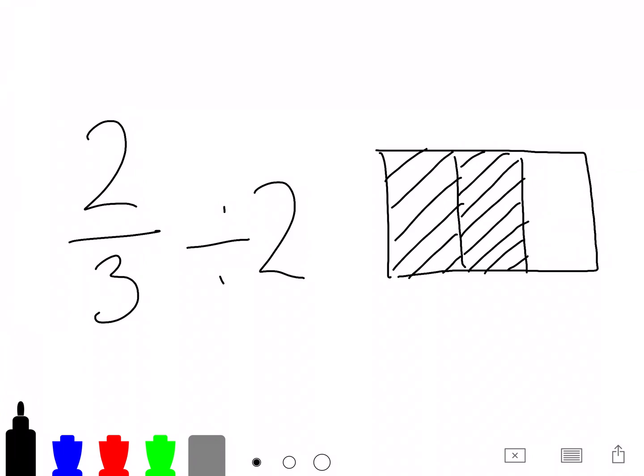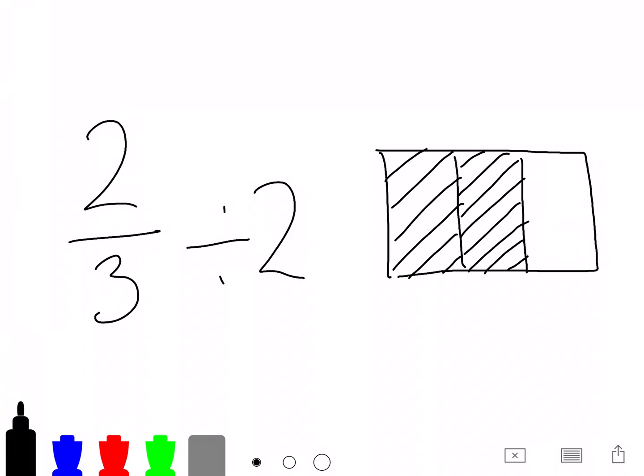So I'm going to start with some basic vocabulary here. We have 2/3, which is going to be our dividend. It's the number that is actually being divided. And then we're dividing it by whole number 2, which is our divisor. I always tell my kids that's like the divider. It's the number doing the dividing.